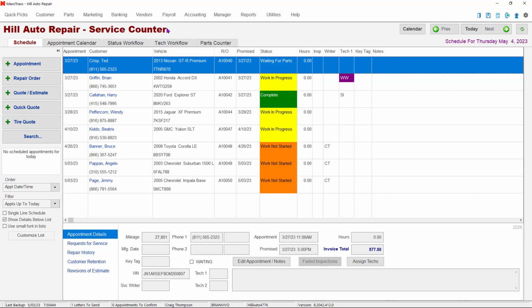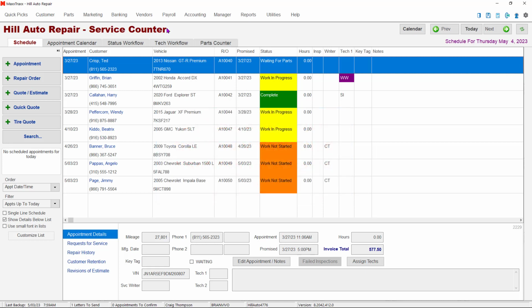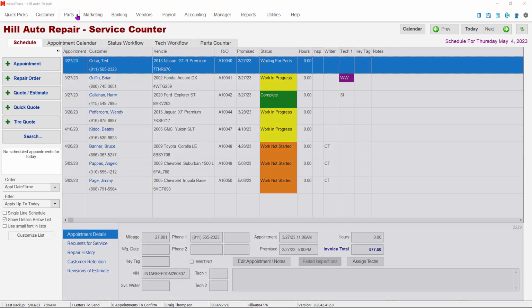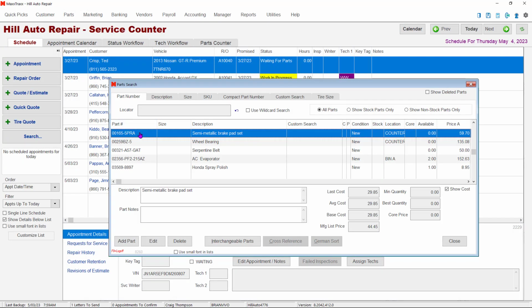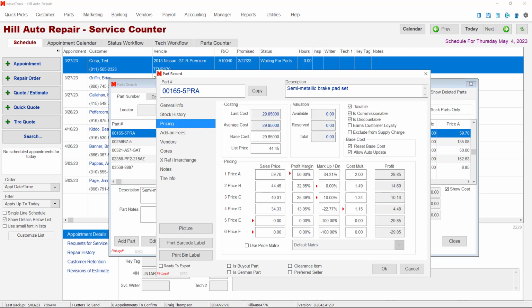levels. If you're unfamiliar with how a price matrix works, please watch our training video titled Setting Up a Parts Price Matrix. Let's look at a part and review what the various pricing terms mean. Once the part has been selected, we'll go to the Pricing tab at the left of the window. This step is also available when entering a new part number.